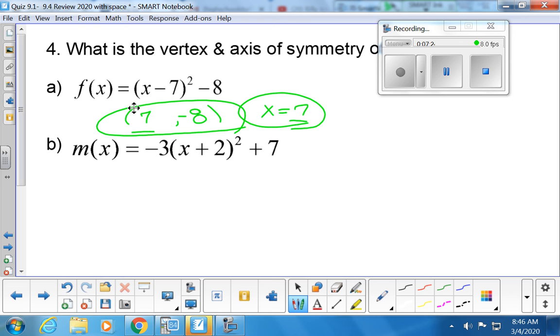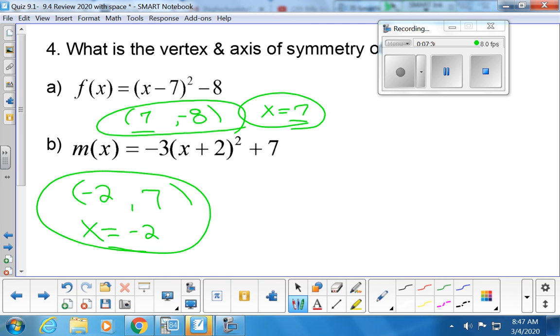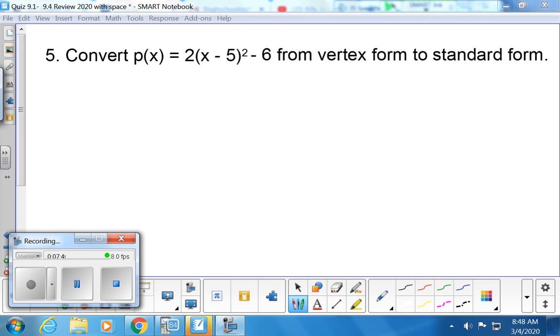Is part B also in vertex form? Yeah, sure is. What's the vertex? Negative 2, 7. Sure is. What's the axis of symmetry? Negative 2. Yep. Well, that was a breeze. Right now we're in vertex form. Just for fun, class, what's the vertex? 5, comma, negative 6.